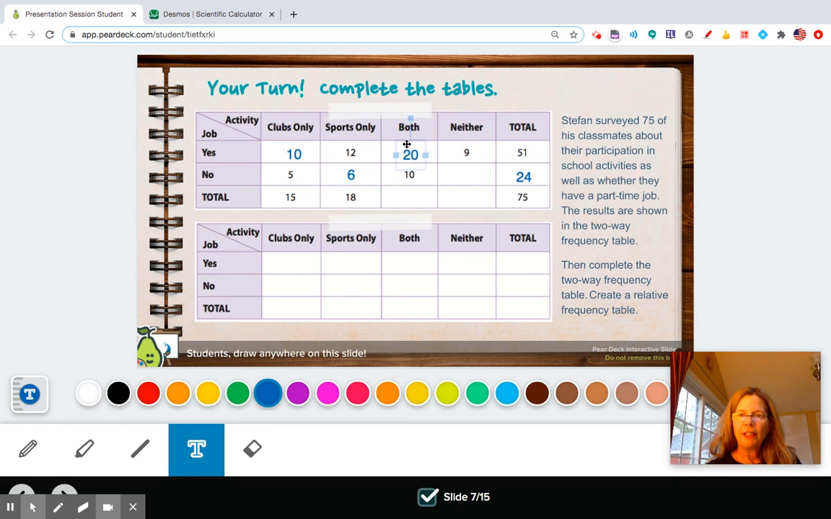So of the 75 kids that Stefan surveyed, 20 of them play or are involved in both of these activities and have a job. Ooh, busy, busy, those 20 students. All right, then we're going to continue. 20 plus 30. You see there's more than one way you can complete this two-way table.